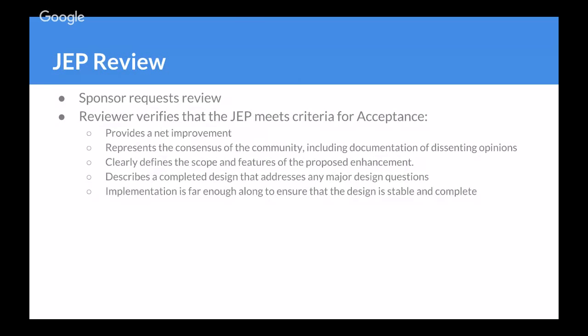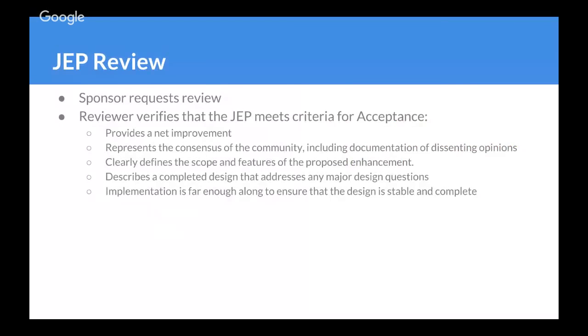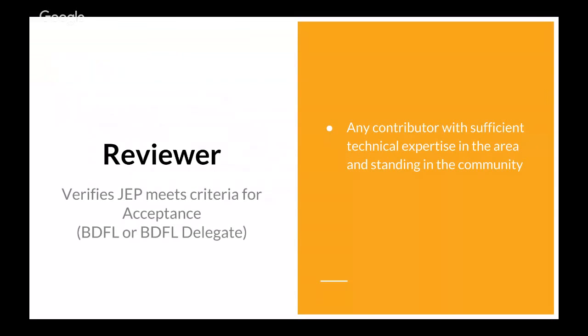And at the point of review, the implementation definitely needs to be far enough along for the reviewer to look at it and say, yes, I believe the major design choices and decisions have been made. And that, I should say, may take a week or two for that review, depending on reviewer availability and when they have a chance to look at that. As I said before, a reviewer verifies the JEP meets the criteria for acceptance, and a reviewer is just our way of saying BDFL or BDFL delegate rather than writing that everywhere.